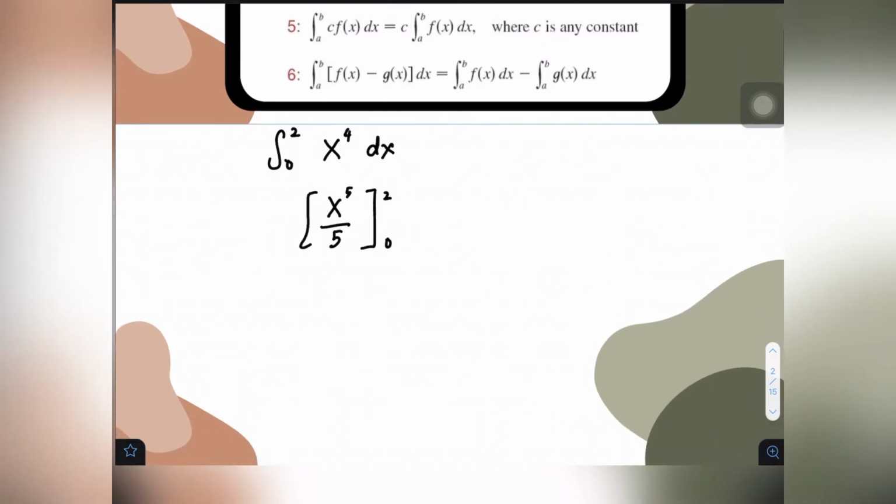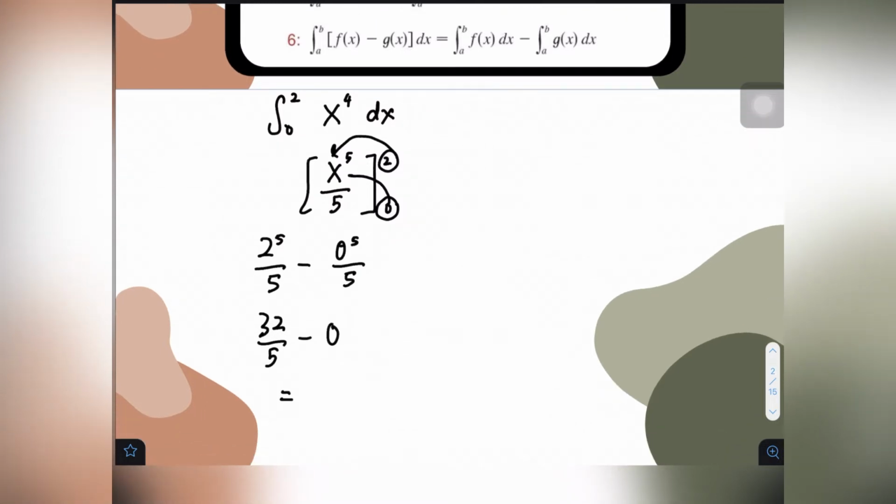So the first one, I substitute 2 inside my x. So I have 2 to the power of 5 divided by 5, minus, and then I substitute the value of 0. So 0 to the power of 5 divided by 5. So this one will be 2, 4, 8, 16, 32 over 5. Okay, minus 0. So you get the final answer is 32 over 5.